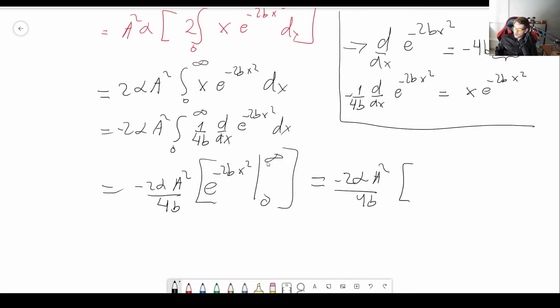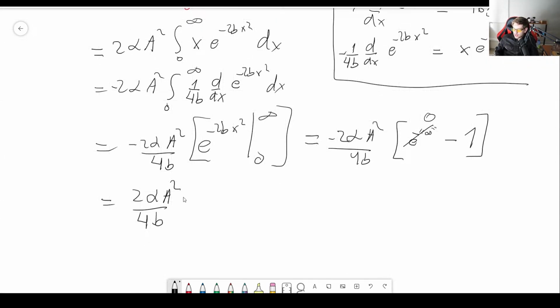As x goes to infinity, we get e to the minus an extremely large number, kind of, right? Infinity is of course not a number, so it doesn't make sense if you do it like that, but we get e to the minus a very large number, so this goes to 0. And then we get e to the minus 0, so we get e to the 0, which is 1. So we get a minus sign in front. So we get 2 alpha a squared divided by 4b.